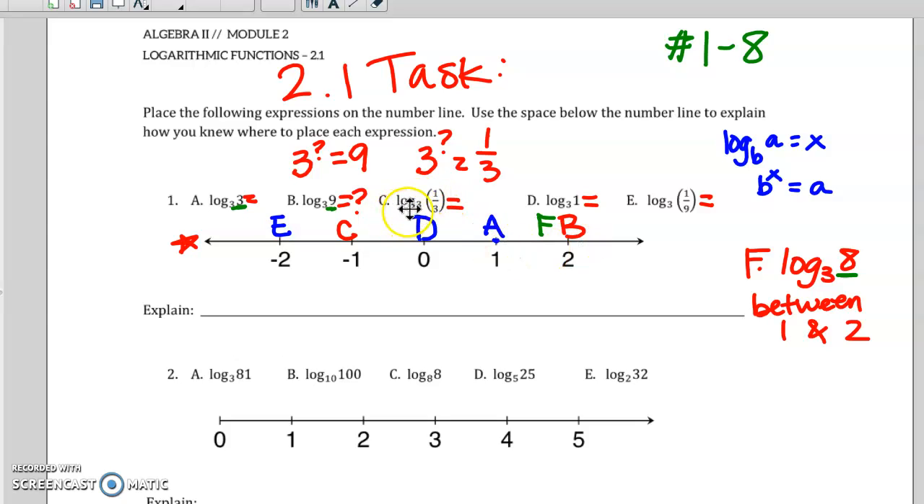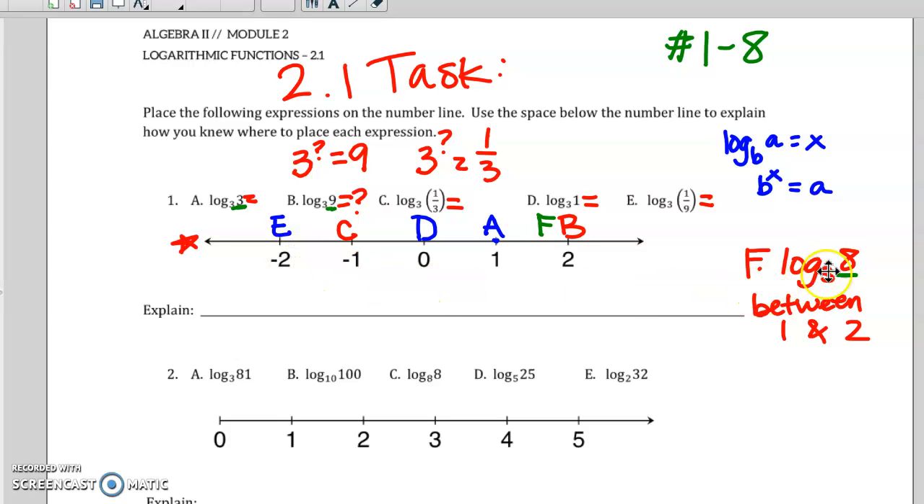And then we have C, which is log base 3 of 1/3. So I'm thinking 3 to what power gives me 1/3? Okay, so that's my conversion to exponential form. Well, that power should be -1, so C goes here. Okay. Similarly for A, 3 to the first is 3, so it goes on the number line here. D, 3 to the 0 should give me 1, so D gets placed on 0. And then E is log base 3 of 1/9, so it should be 3 to the -2, gives me 1/9. Okay, so that's the order that we should place them in and where they should be placed on the number line.